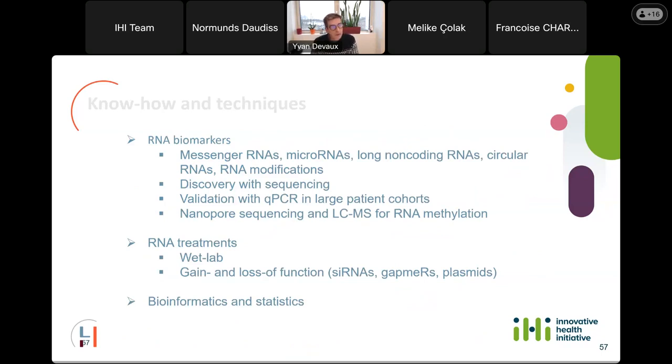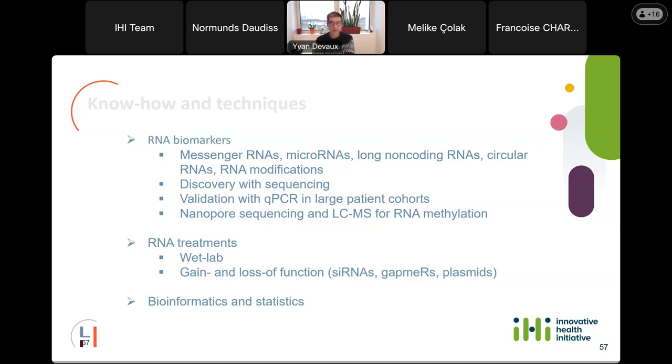So what is our know-how and techniques? We do have some experience in RNA biomarkers, like different kinds of RNAs, messenger RNAs, microRNAs, long non-coding RNAs, circular ones. And we are also interested in RNA modifications, chemical RNA modifications. We do some discovery with the traditional sequencing, and we do the validation with quantitative PCR in large patient cohorts, several thousands of patients.